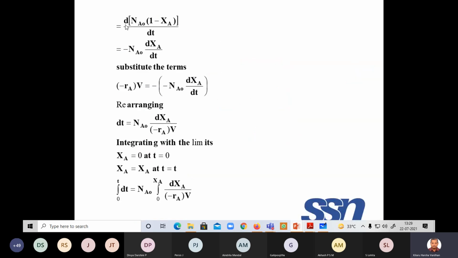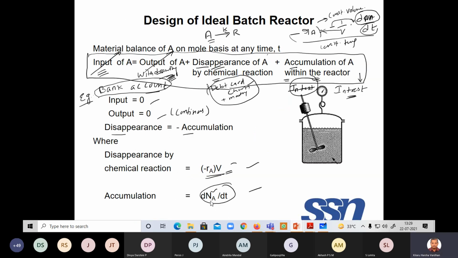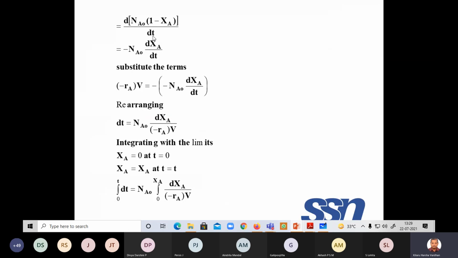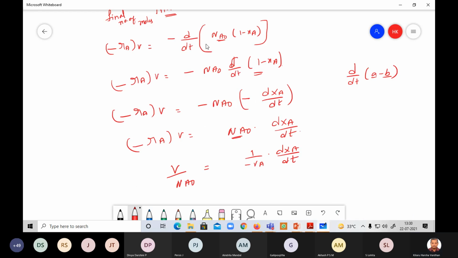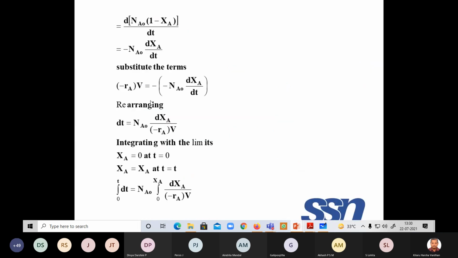Now you see here, Na is Na naught into 1 minus Xa. So if you differentiate this with respect to t, we get minus Na naught dXa by dt. Correct? Because here minus is there. That is what I just put here. Minus, right? So we are doing only this. This will have Na naught minus dXa. That is why this minus is coming. So if I substitute in the terms, minus Ra into V is minus of minus.